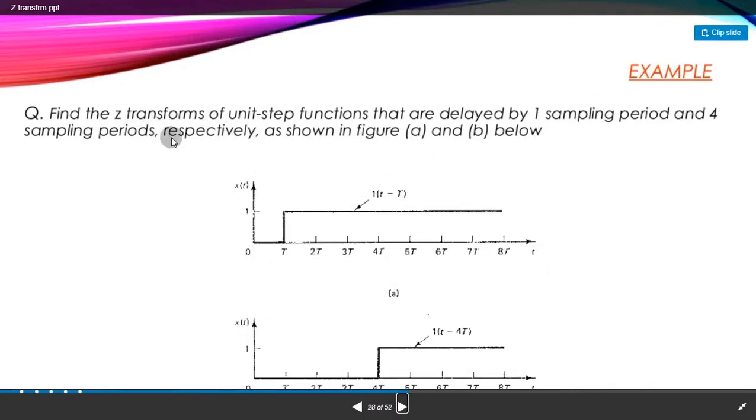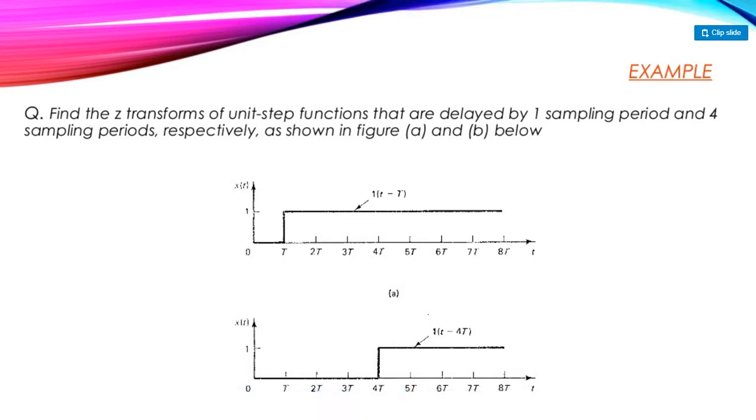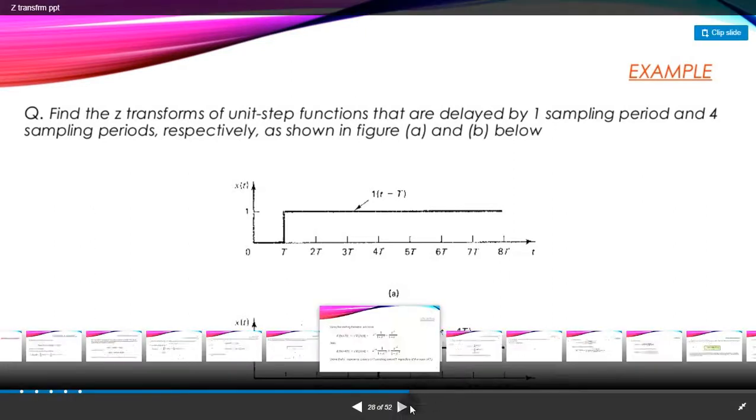Now find the Z transform. Another example is to find the Z transform of a unit step function that is delayed by 1 sampling period and 4 sampling periods respectively, as shown in figures A and B. Now these are the two specific problem schematics. Okay, so let's discuss this.